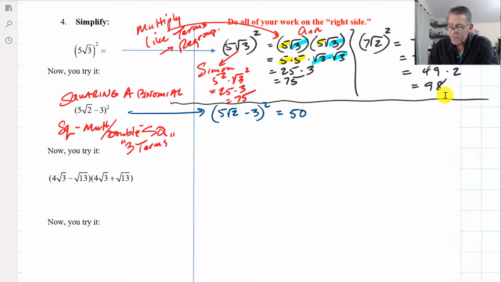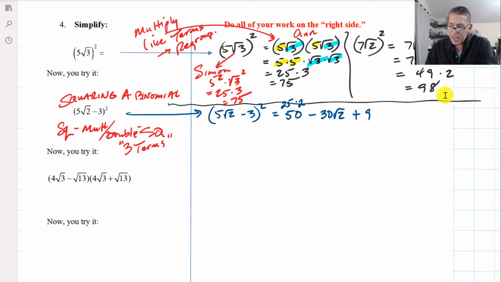So I got to square the first term. You square the 5 to get 25. It's 25 times the square of root 2, which is 2, and 2 times 25 is 50. Minus, because there's a minus sign. 3 times 5 is 15, so I get 15 rad 2. You got to multiply and double it. When you double 15, you get 30, so this becomes 30 rad 2. And you square the negative 3, you get 9.